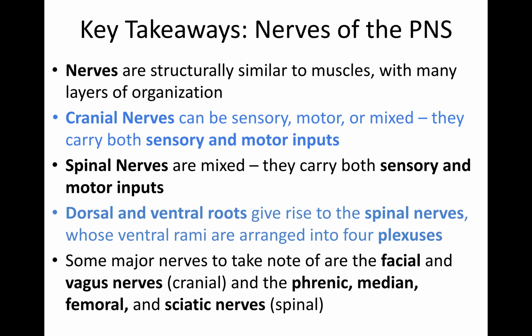All right, some takeaways on the nerves of the peripheral nervous system. Nerves are structurally similar to muscles with many layers of organization. And when we learn about muscles, you'll see how they're bundled up in a similar way. Cranial nerves can be sensory, motor, or mixed, while spinal nerves are mixed and they carry both sensory and motor inputs. Dorsal and ventral roots give rise to the spinal nerves, whose ventral rami are arranged into 4 plexuses.